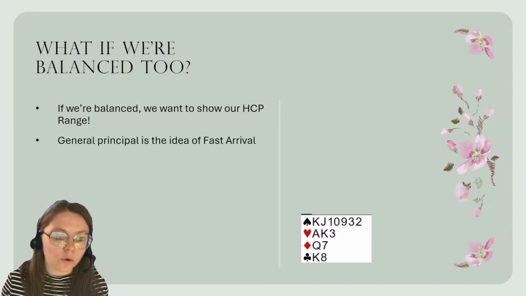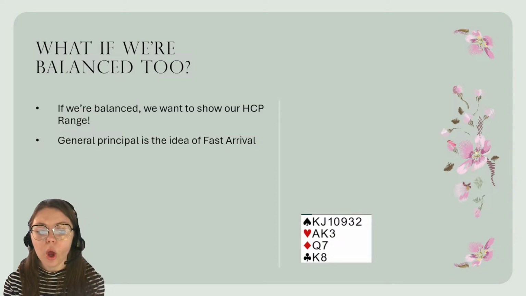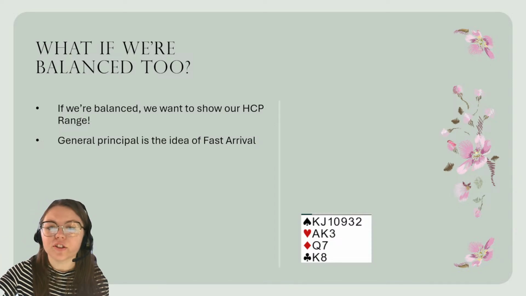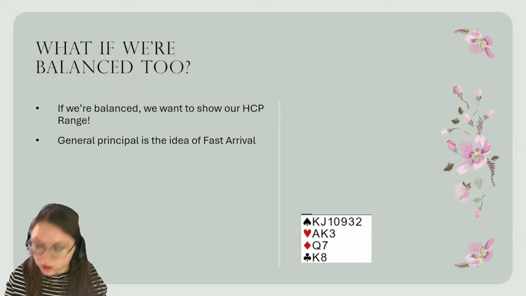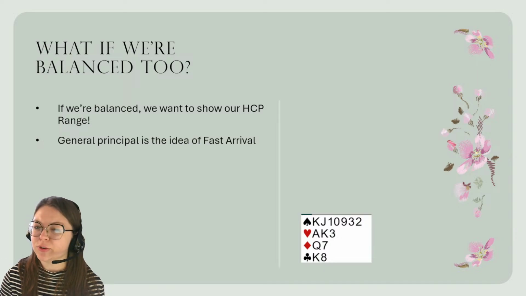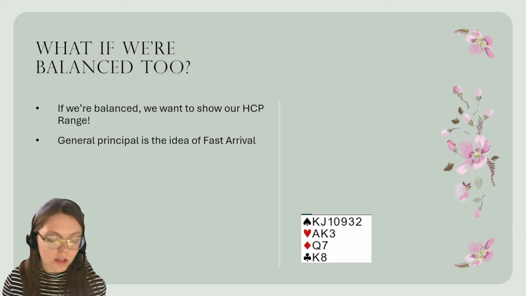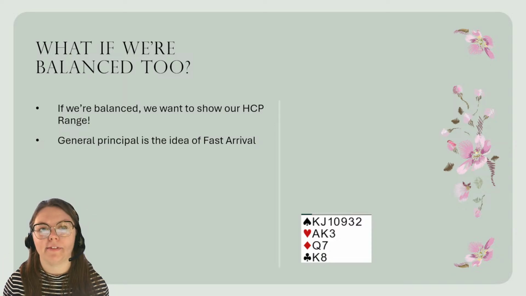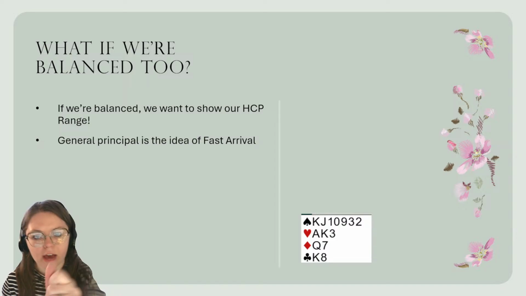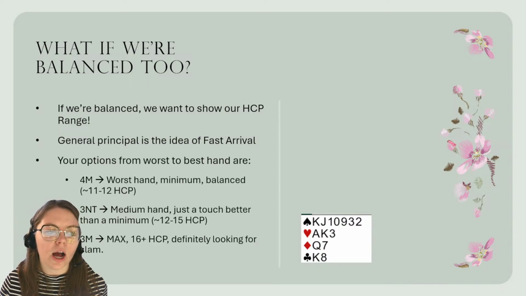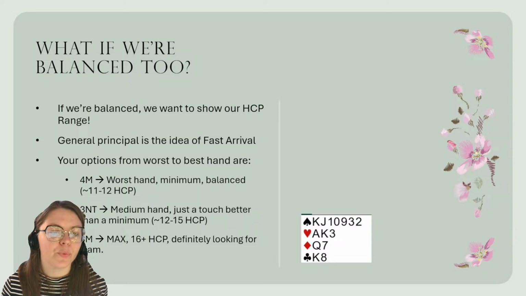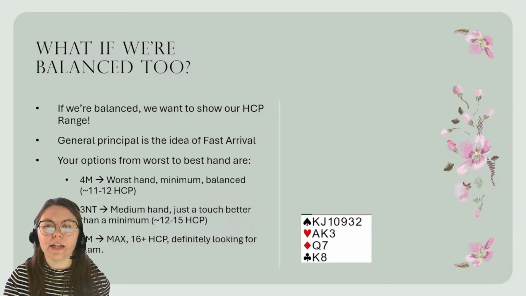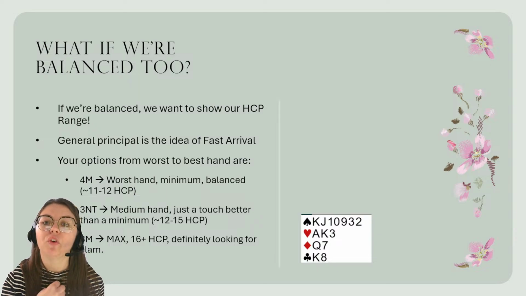Now, we are also going to be adhering to another general principle, which is the idea of fast arrival. So what this means is the faster you get to game, the worse your hand is. So this is going to be a very common theme in a lot of bridge conventions, where if you bid it faster, you have a worse hand. So our options from worst to best are going to be 4 of the major. 1 spade, 2 no, 4 of the major.